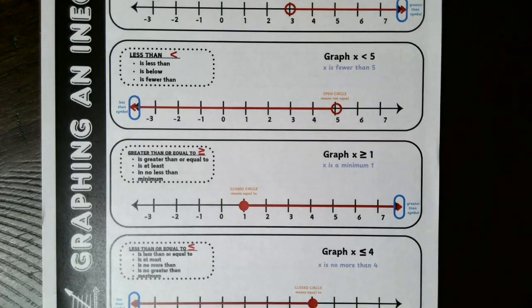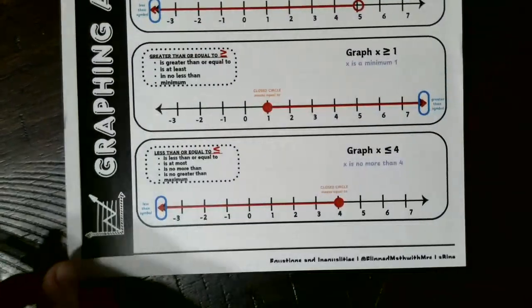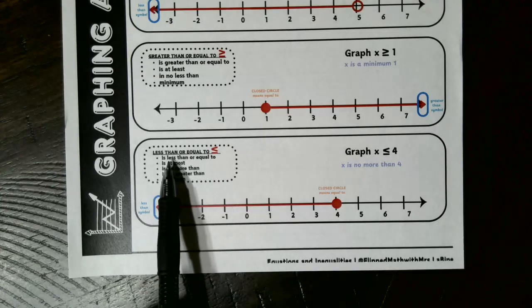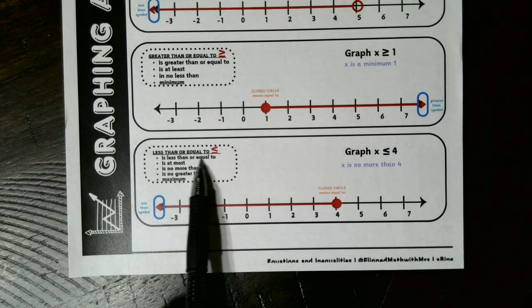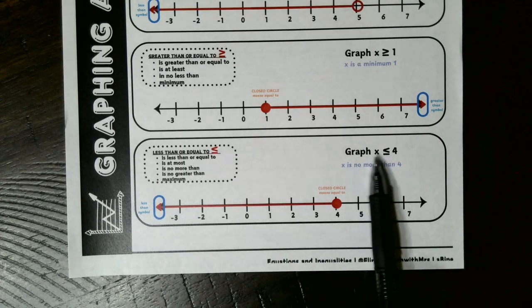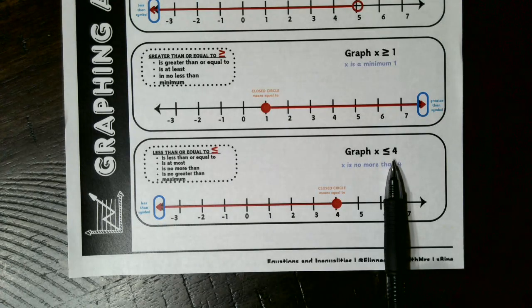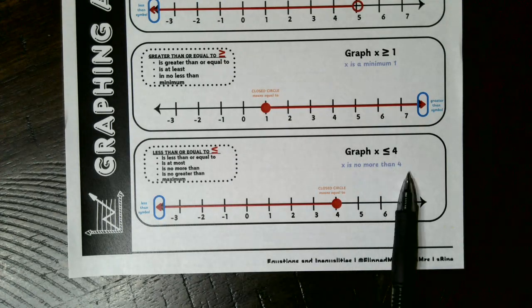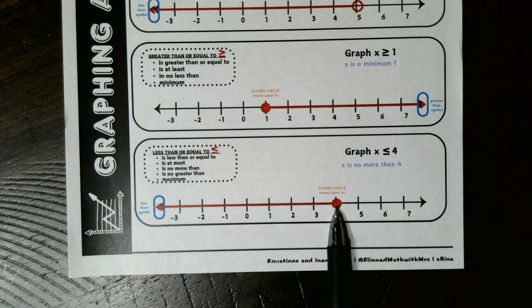So my last one on this page is the less than or equal to. So less than or equal to is at most, is no more than, is no greater than, it's the maximum. Okay, so graph x is less than or equal to 4. So x is no more than 4. So what I need to do first is I'm going to go to 4. I'm going to put my circle on 4.